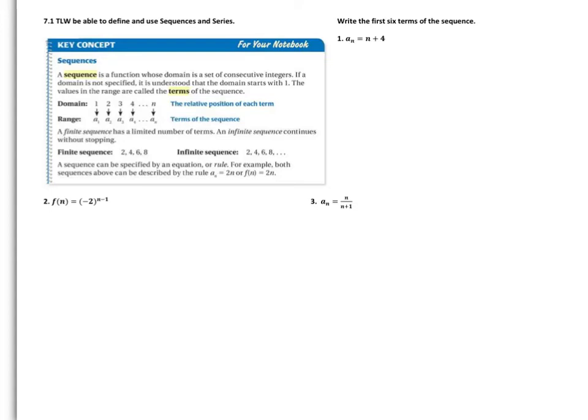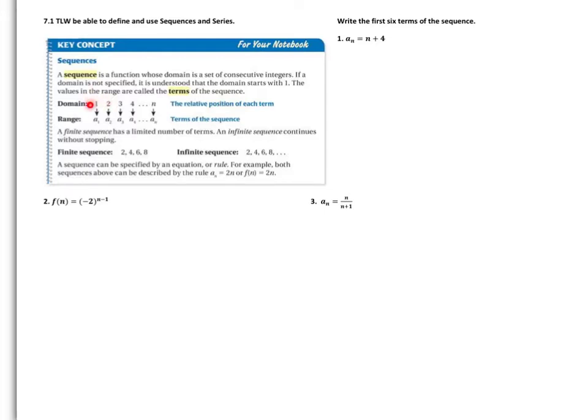Alright guys, today's goal: the learner will be able to define and use sequences and series. A sequence is a function whose domain is a set of consecutive integers. If a domain is not specified, it is understood that the domain starts with 1. The values in the range are called the terms of the sequence.